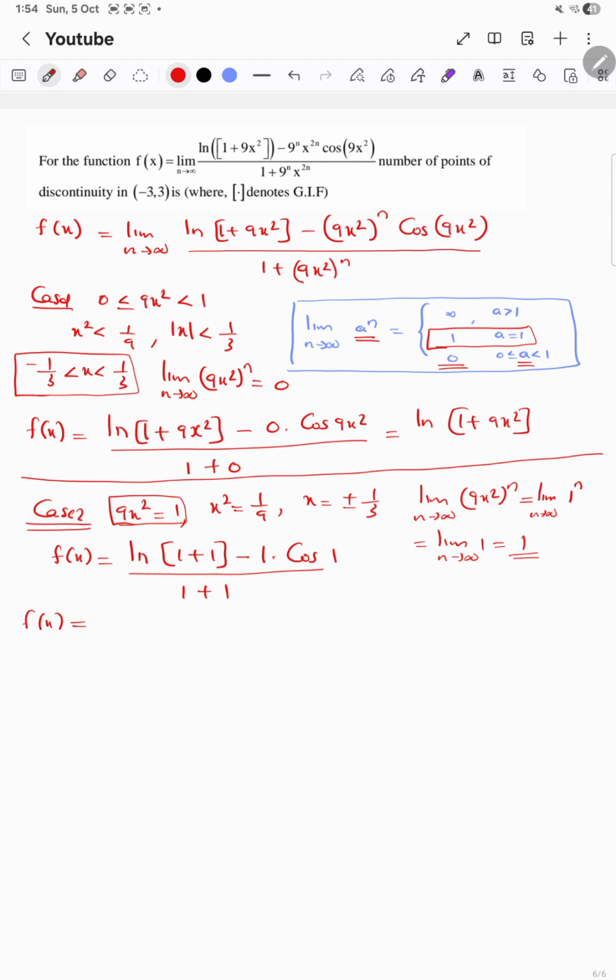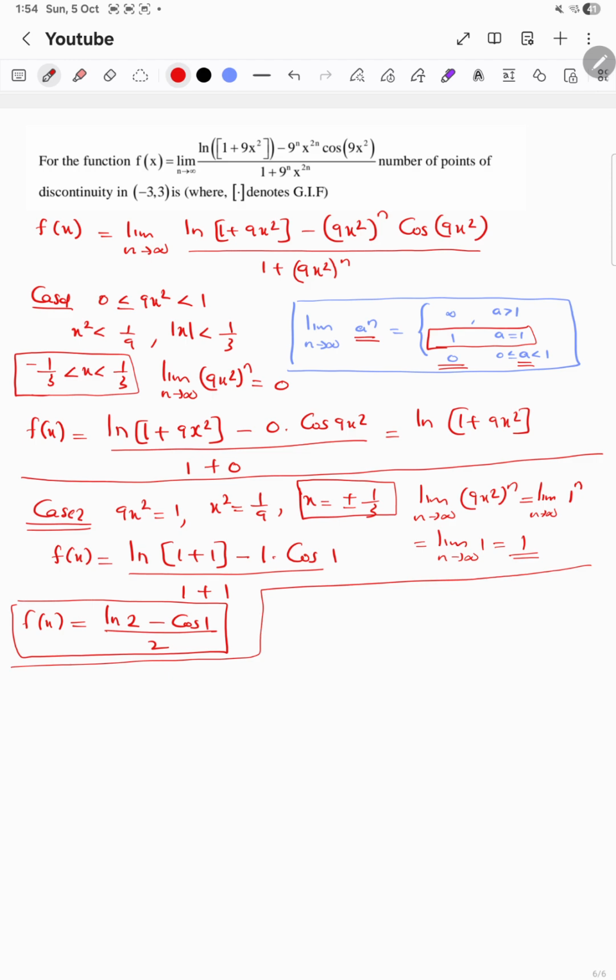In this case we got our function which is ln 2 minus cos 1 divided by 2. This is the second case. Okay, when it is true when x is equal to plus or minus 1 by 3. Okay, that is clear. Now case 3.